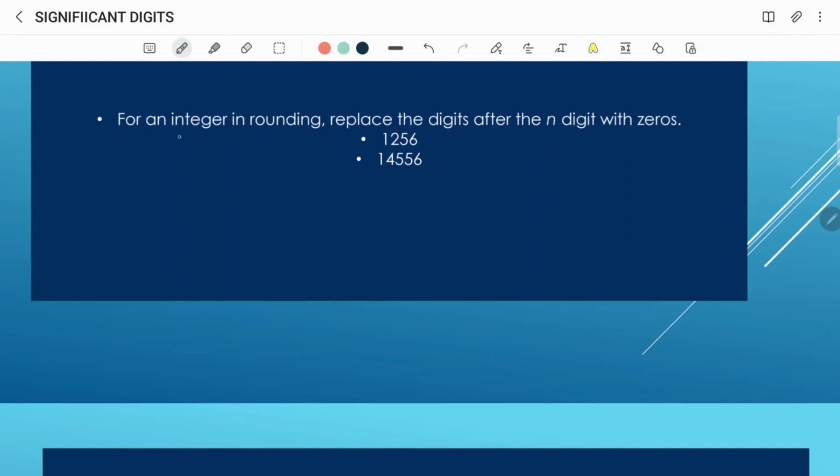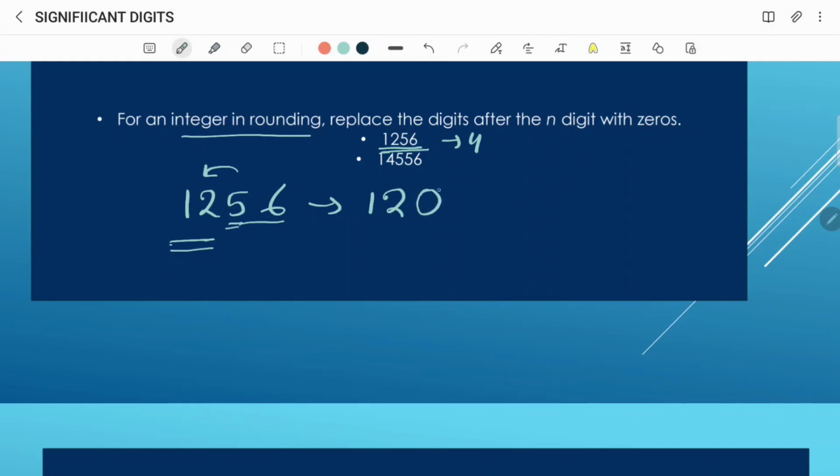Now look at this integer over here, 1, 2, 5, 6. This is 4 significant digits, and suppose we want to round it off to 2 significant digits. Therefore, we want to keep the first 2 digits only. Looking at the next digit, which is equal to 5, and the digit before this is even, so our number will round off to 1, 2, and we will put 0 for the next numbers.